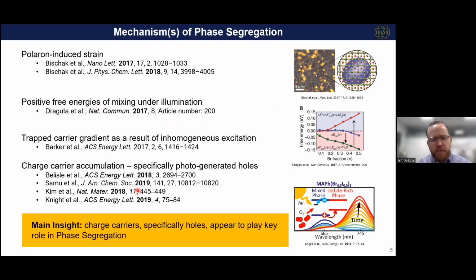As a little bit of background, in recent years there's this general insight that charge carriers, and specifically holes, seem to play a unique role in the overall phase segregation process. This was illuminated over the past couple of years. When I was starting to look at these materials in my PhD, that was the basis of the field, and we wanted to push a little more and look at the mechanism using very specific spectroscopic methods.